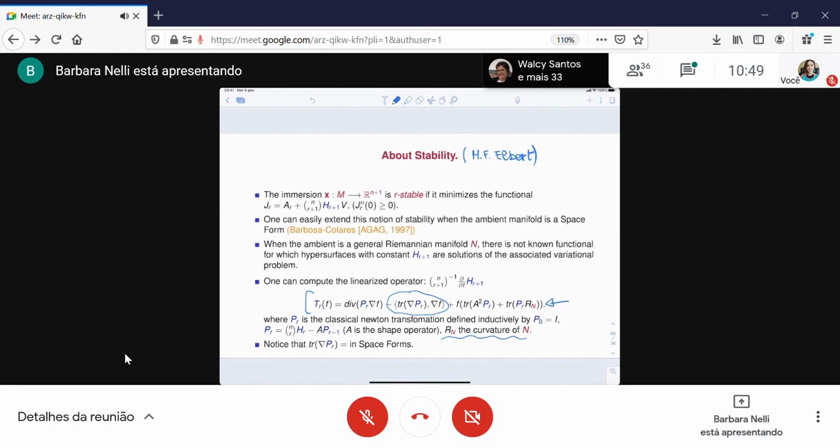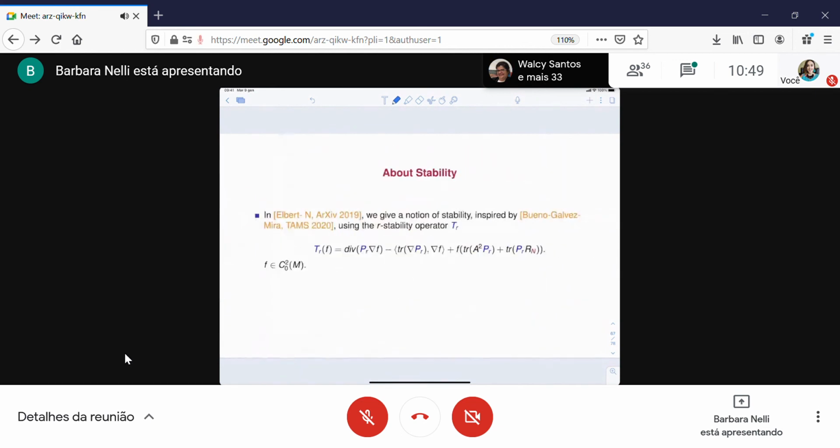Okay. Then in this paper with Fernanda, we gave a notion of stability that was inspired, in fact, by the thesis of Antonio Bueno, by Bueno, Galvez, Mira, using the stability operator that we got before. We say that M is R stable if there exists a positive function u such that T_R of u is smaller or equal than 0.